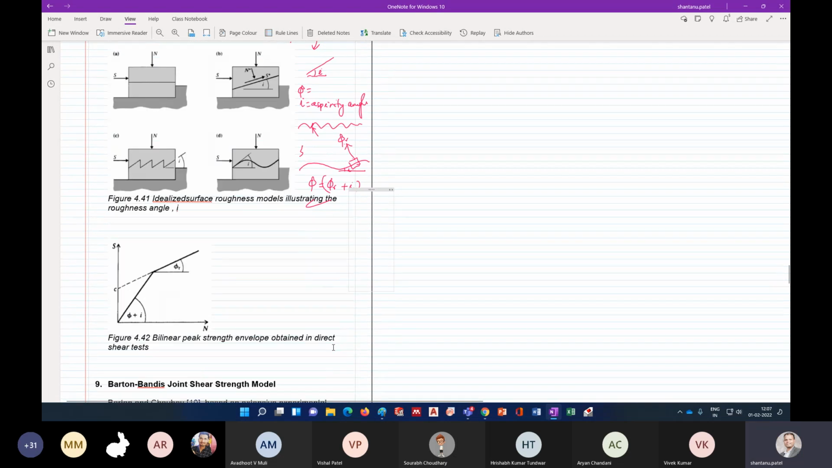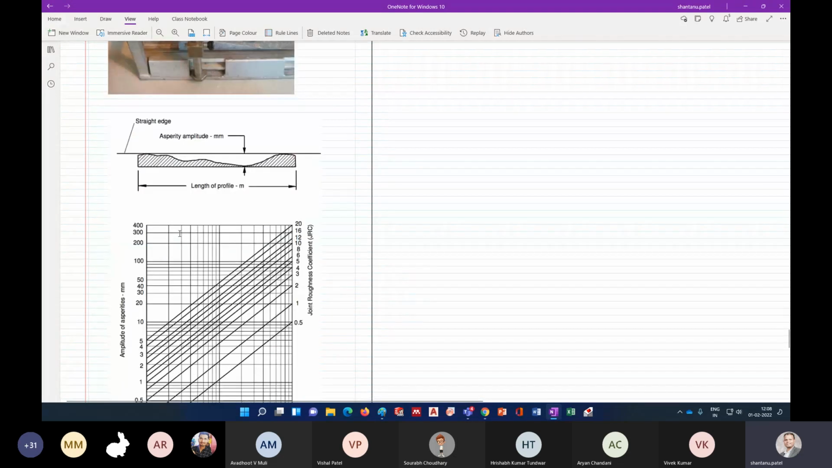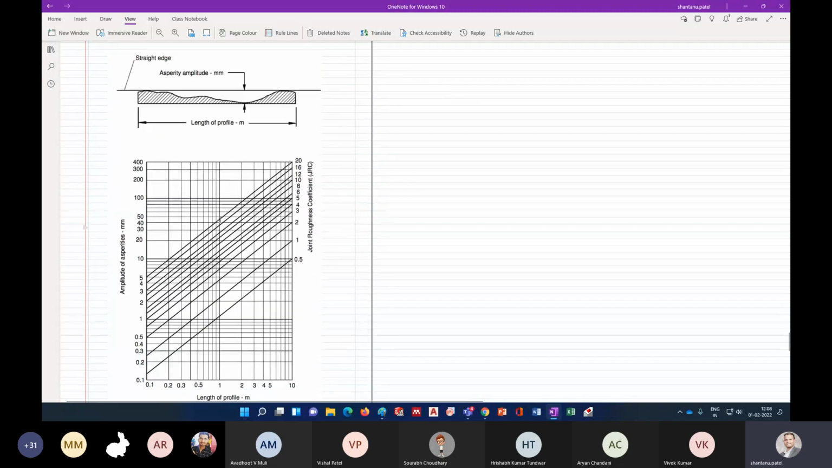The last thing remaining is something called the Barton-Bandis joint strength model, but we are going to skip this one. If time permits today, I'll come back to this part again.